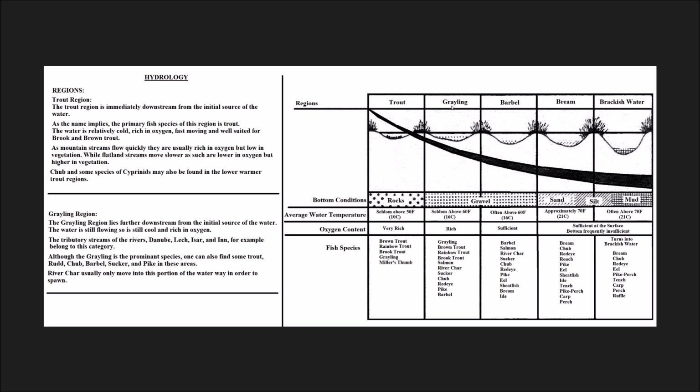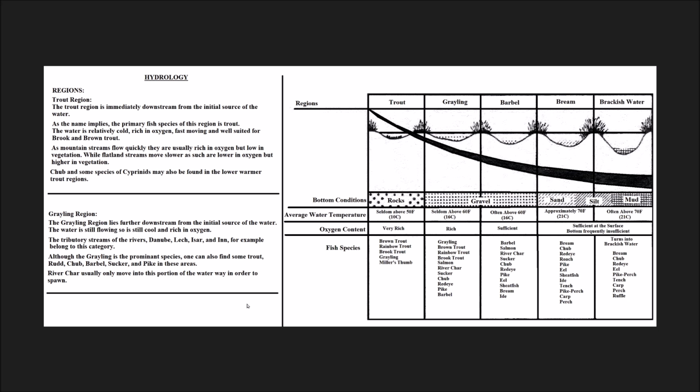The grayling region lies further downstream from the initial source of the water. The water is still flowing, so it's still cool and rich in oxygen. The tributary streams of the rivers Danube, Lech, Ishar, and Inn, for example, belong to this category. Not the rivers, the tributary streams.